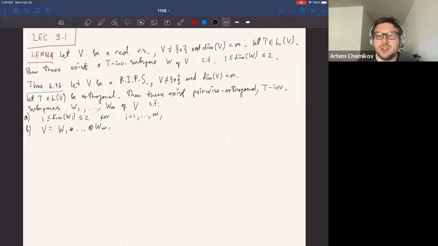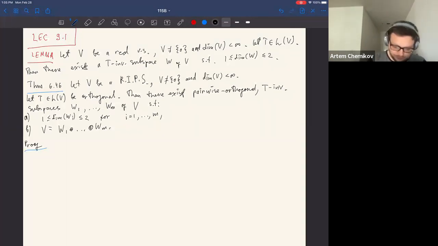Okay, so you see the previous lemma just tells us that there exists a single subspace W, which is T-invariant and has this intermediate dimension. So now we strengthen it to say that in fact the whole space can be written as a direct sum of such subspaces, as long as T is orthogonal. All right, so let's prove this. So we're going to argue by induction using the previous lemma.